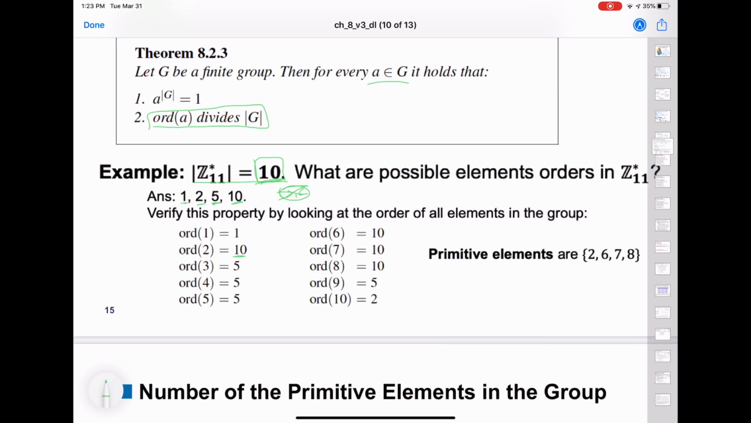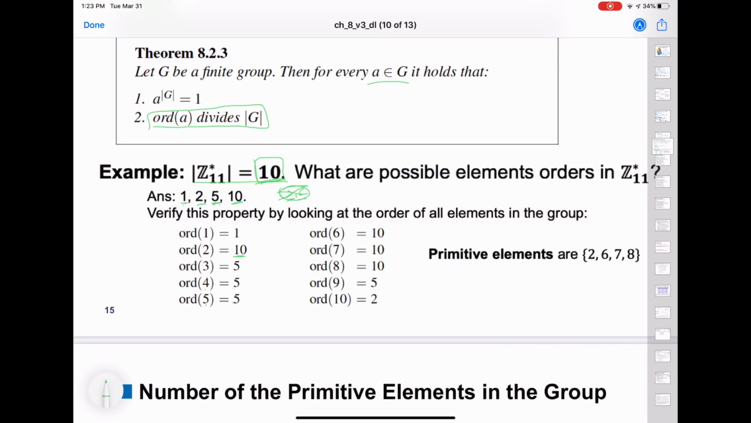Order of 3, we did it. It is 5. And if I continue, order of 4 is 5, order of 5 is 5, order of 10 is 10, and so on. You see that the possible orders can be only 1, 2, 5, and 10 over here. You cannot have 3 or 6 and so on.